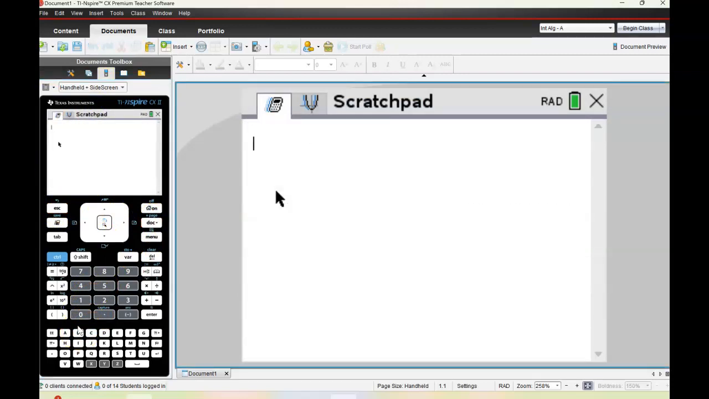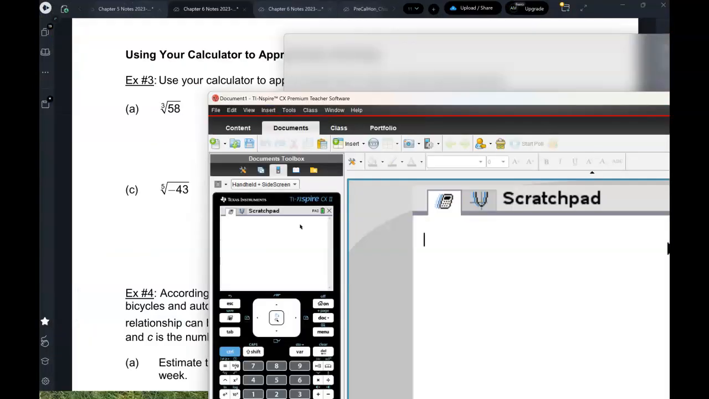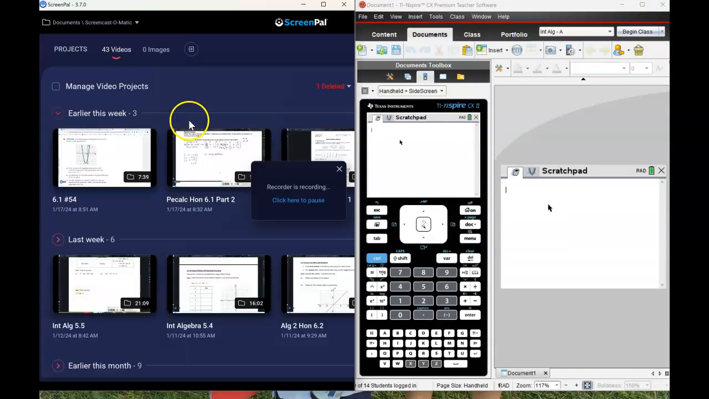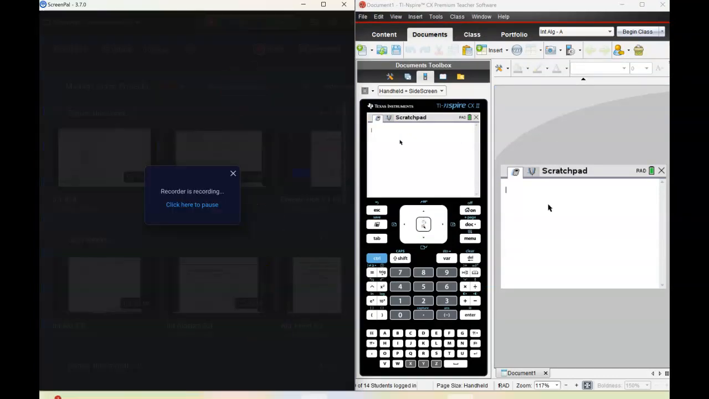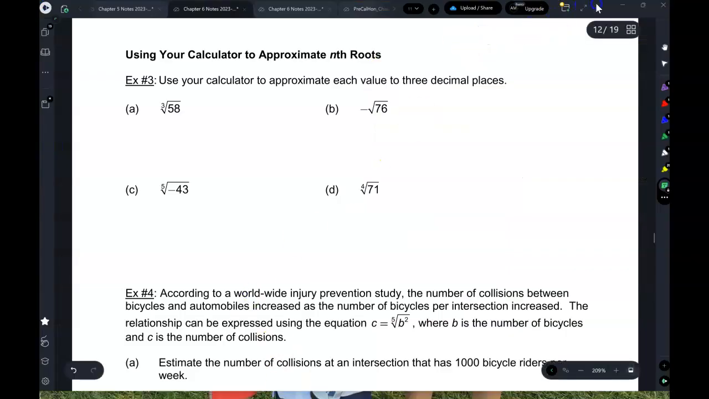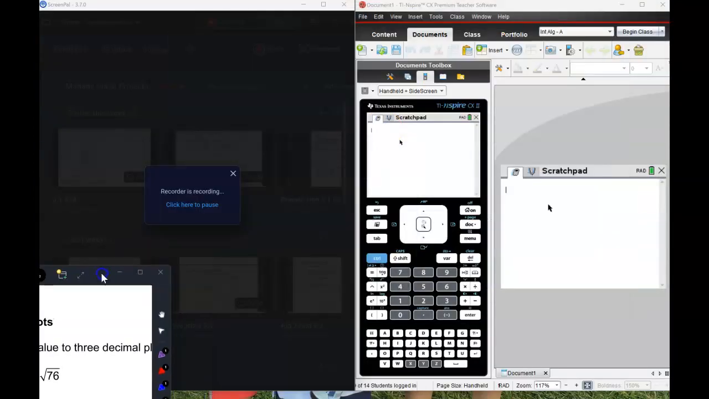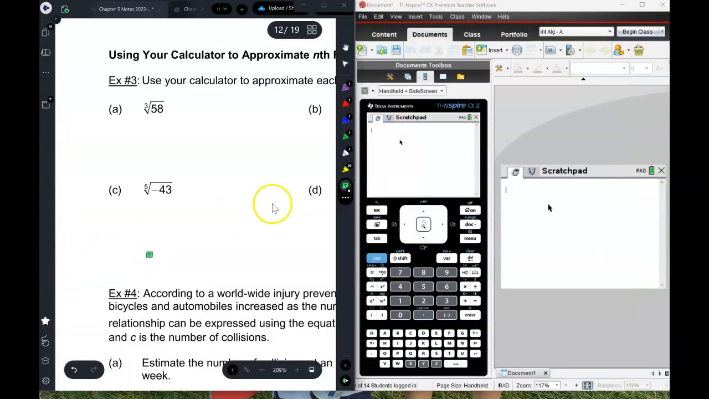Let me just clear this. Okay, so let's go ahead and do some of these. If we want to do an nth root, you guys know where the button is? I'll show you.